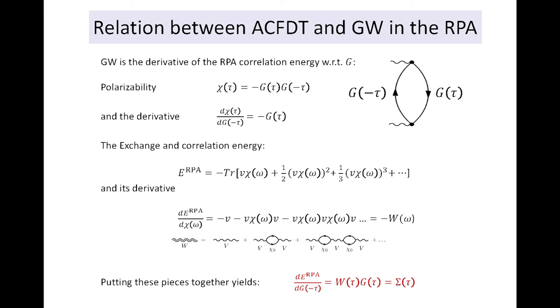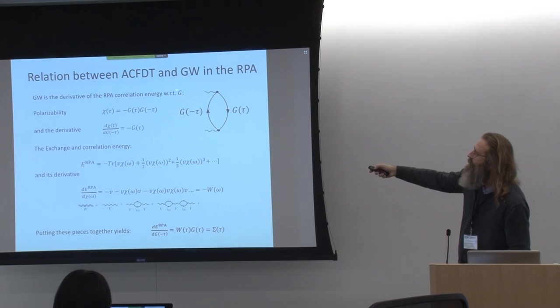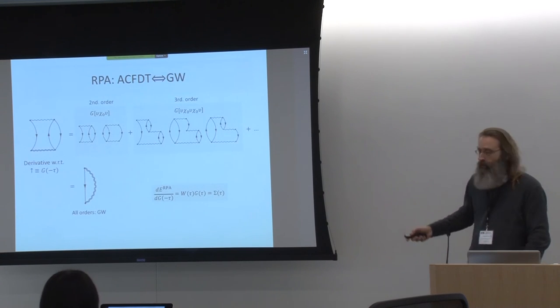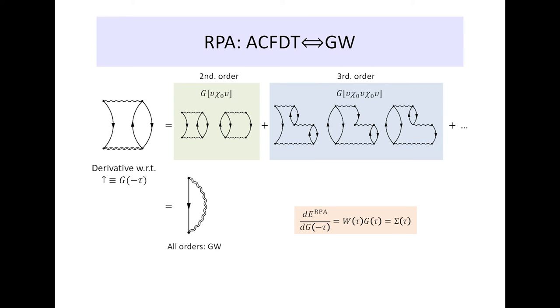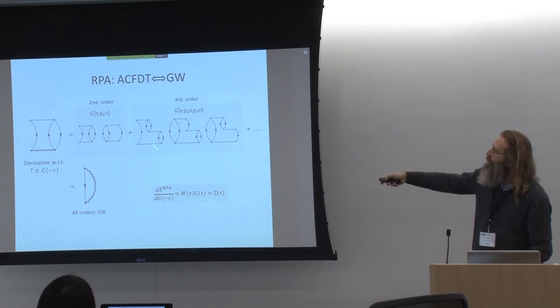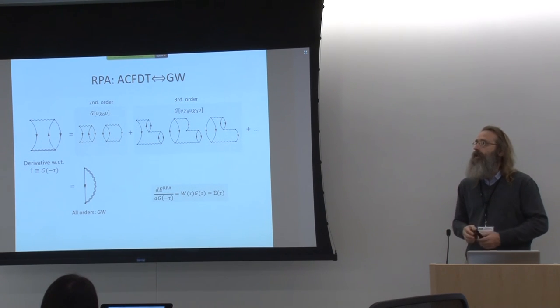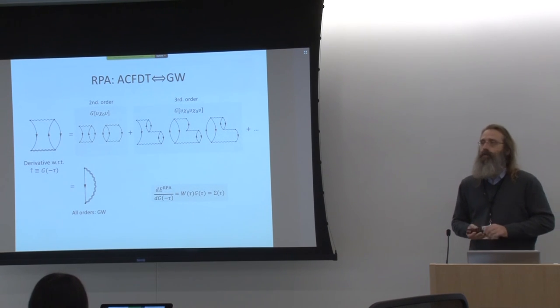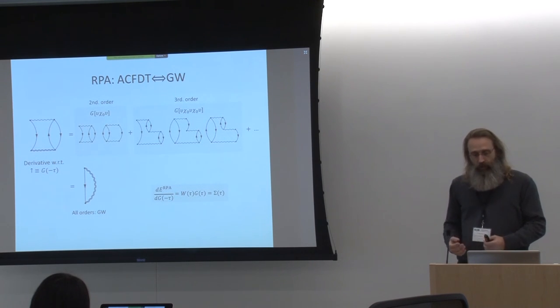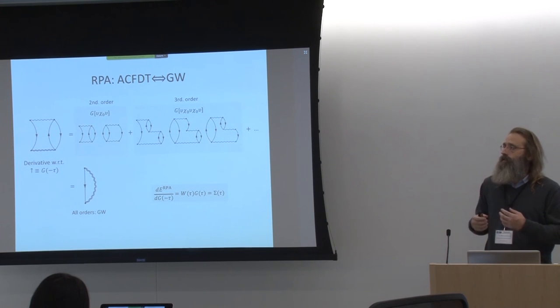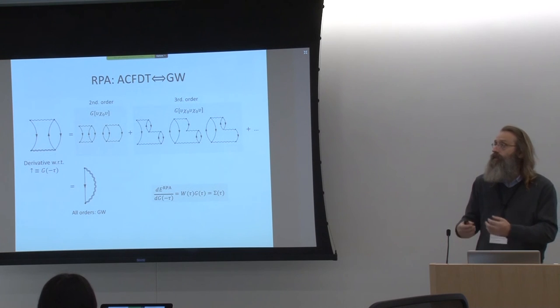In the following sense, GW is the derivative of our RPA correlation energy with respect to the Green's function. Taking the derivative with respect to a Green's function in one of these bubbles means removing one of these lines. And if you then play this through, so if you take this expression in diagrams that we saw before for these RPA total energies, and you remove one line everywhere in these diagrams, you end up with exactly the same thing that we saw before. So there is this connection between the total energy in the random phase approximation and electronic structure in the random phase approximation. Right, so in a similar sense as there is a connection between electronic structure from your Kohn-Sham equations and your density functional theory total energy, right?